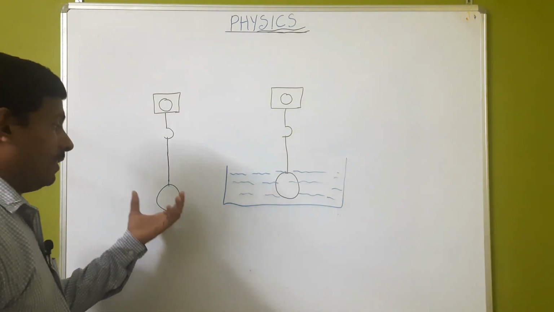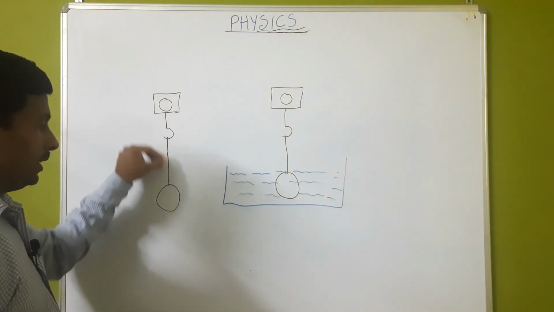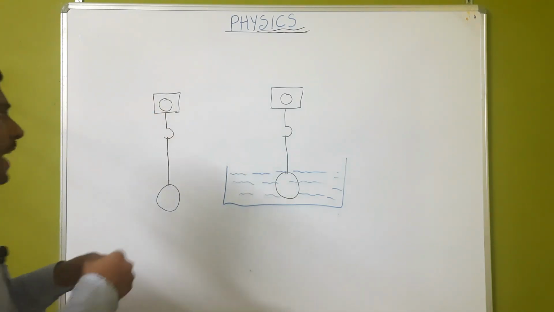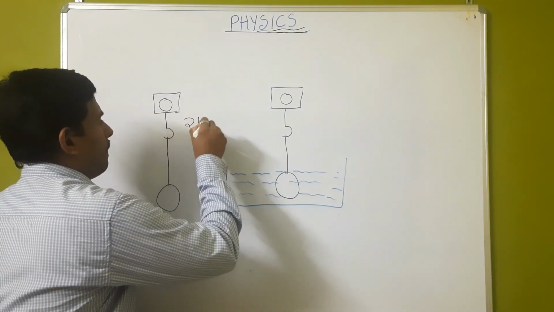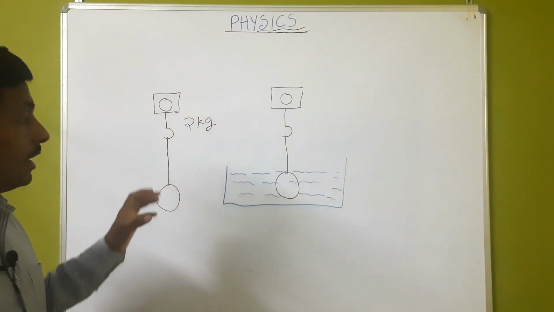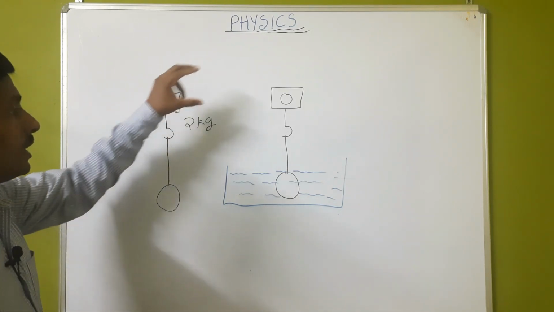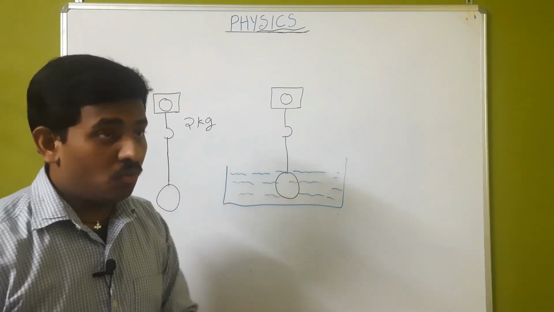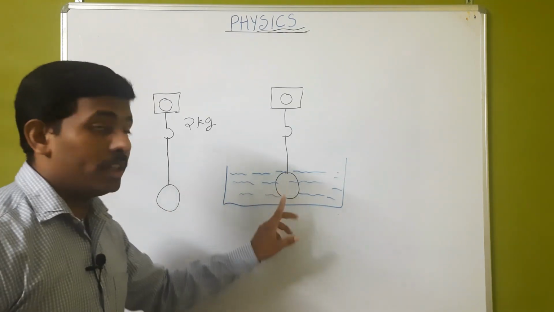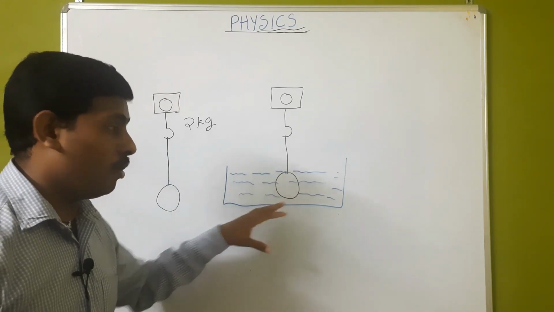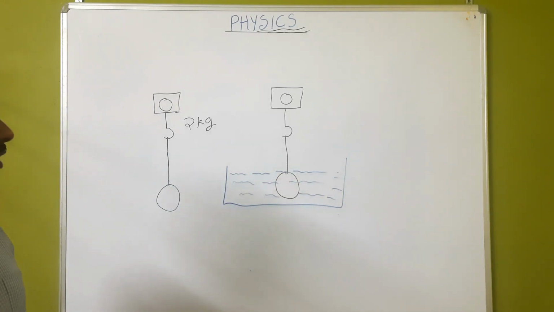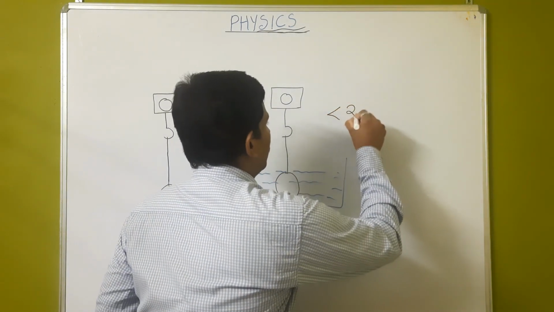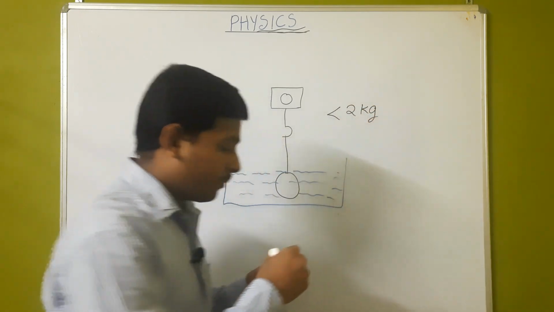What I have is a stone that is tied to a thread and hung on a spring balance. When I weigh it, I get about 2 kilograms. Then I have to keep the spring balance in such a way that the stone is fully immersed in this water. The stone is not touched by the bottom of the vessel. When I take the reading here, I will find that the weight is less than 2 kilograms.